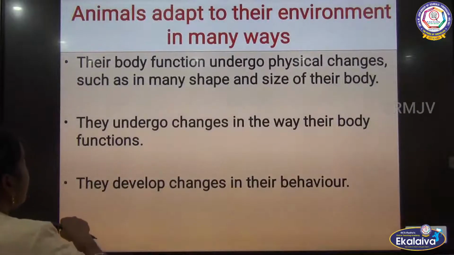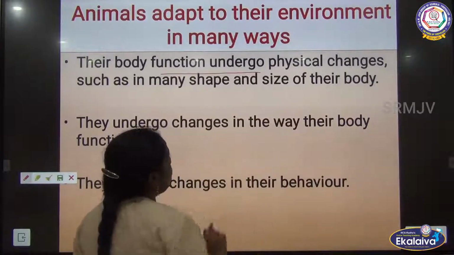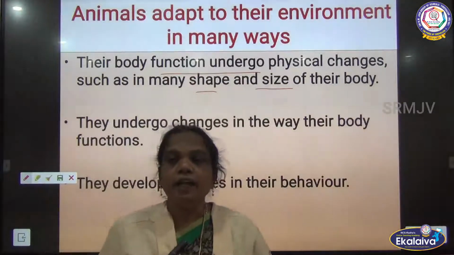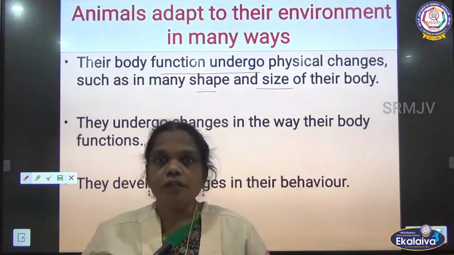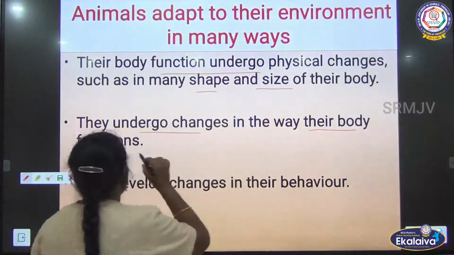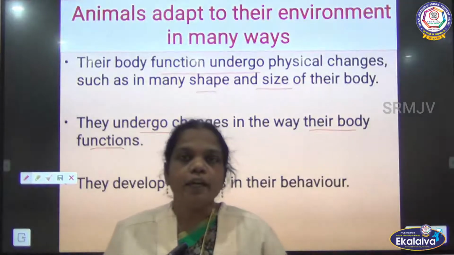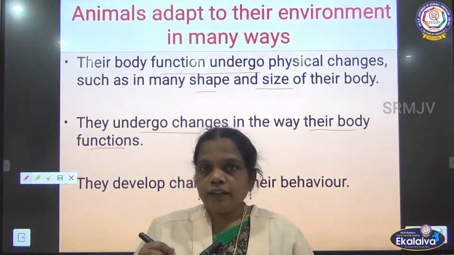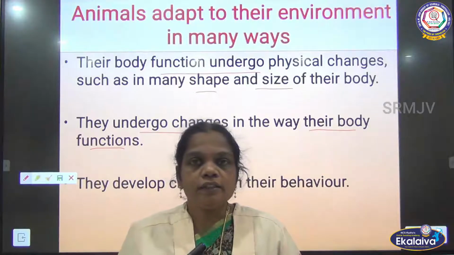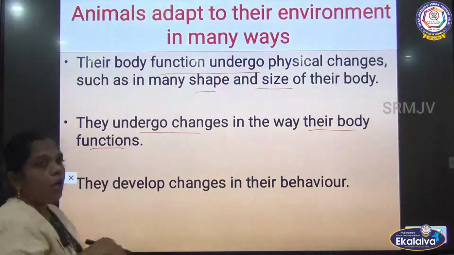Animals adapt in many ways. One is their body function. Their body undergoes physical changes in shape and color. Some animals can change the shape and color of their body based on environmental conditions, and they can change the way their body functions. If animals live in extreme cold, they must bear the cold, and in extreme dry or hot conditions, they must withstand the heat. In these cases, the animal changes its body function to adapt to the climate.